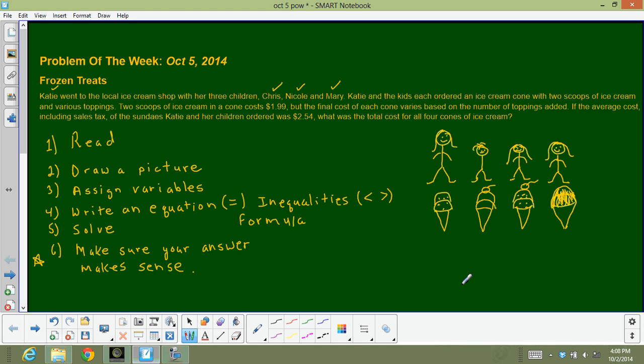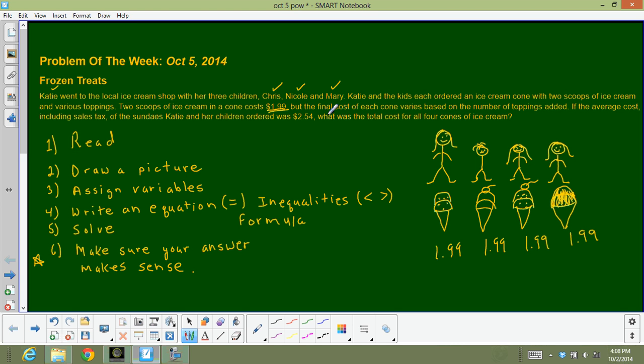All right, fine. Two scoops of ice cream in a cone is $1.99. So just the ice cream cone is $1.99. So maybe you'd write that down. It might be pertinent, right? It's certainly numbers. So just the bare ice cream cone is $1.99. But the final cost, right? Final cost, so $1.99, I might underline that.